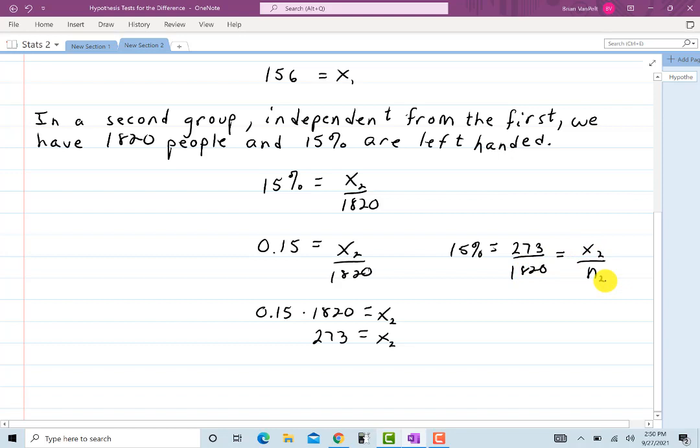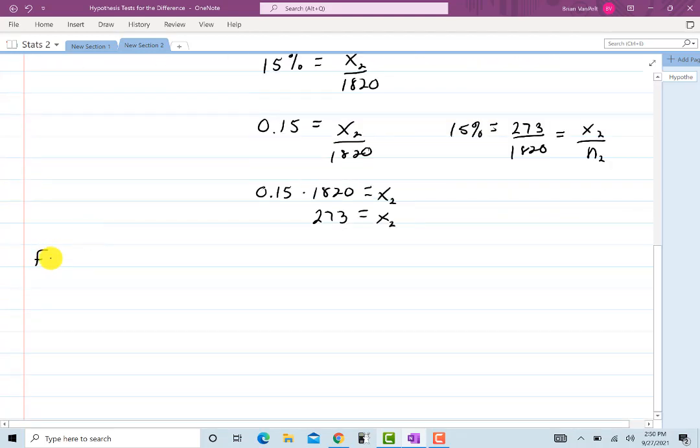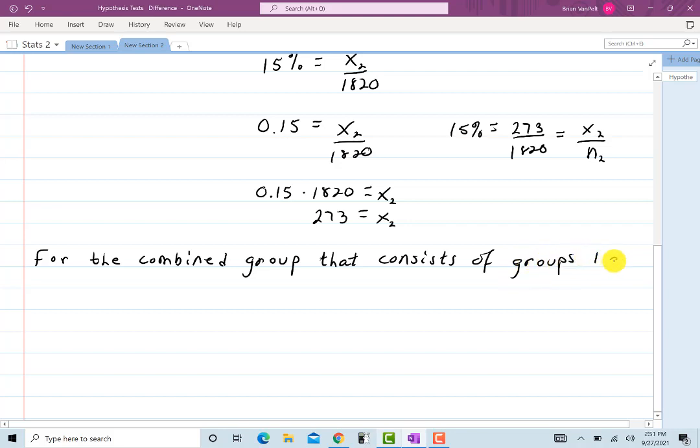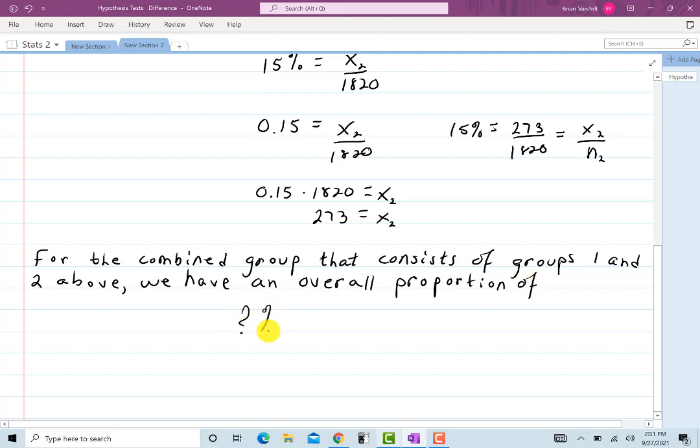Now we want to figure out what percentage of lefties are in both of these groups combined. Now, for the combined group that consists of groups 1 and 2 above, we have an overall proportion of, well, I don't know what percent it's going to be, so let's put question mark percent. I want to know what percentage of left-handers we have in the entire group.